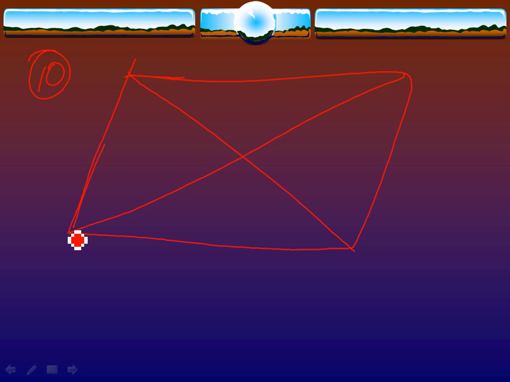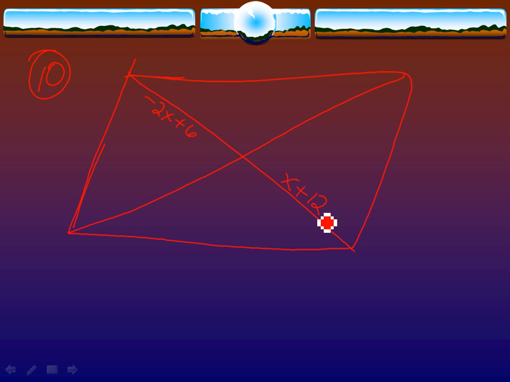What do you know about the diagonals in a parallelogram? What do they do to each other? Say it louder. They bisect each other. Say it louder. They bisect each other. So right away, what can I do with those two things?